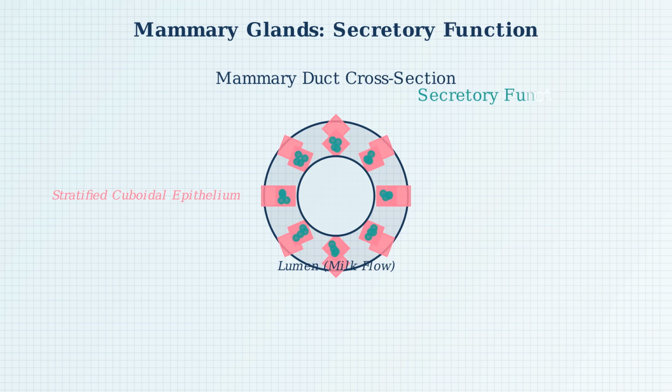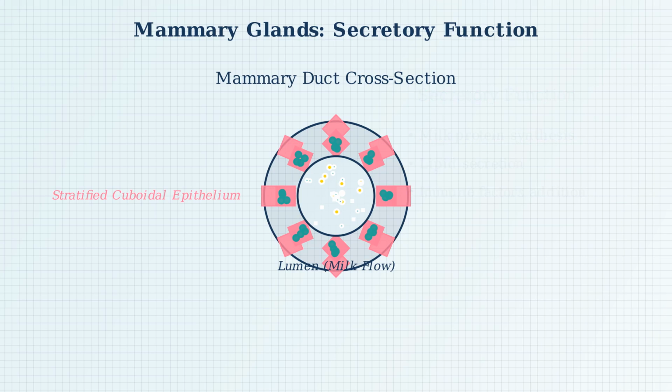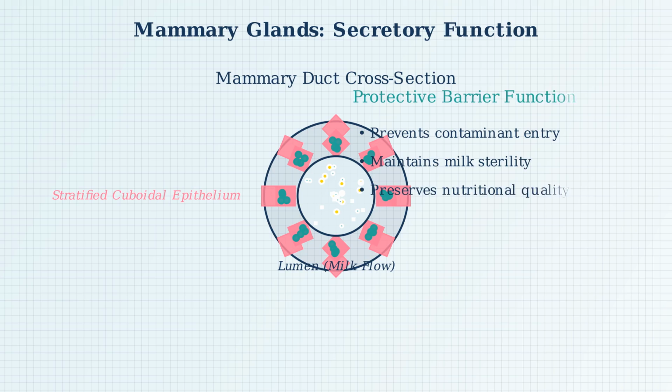These epithelial cells actively synthesize and secrete milk components, including proteins, lipids, and immune factors. The secreted components are released into the lumen, forming the nutritious milk that will flow through the duct system. The stratified cuboidal epithelium also serves as a critical protective barrier, preventing contamination of the milk. This barrier function is essential for maintaining the nutritional and immunological quality of breast milk.